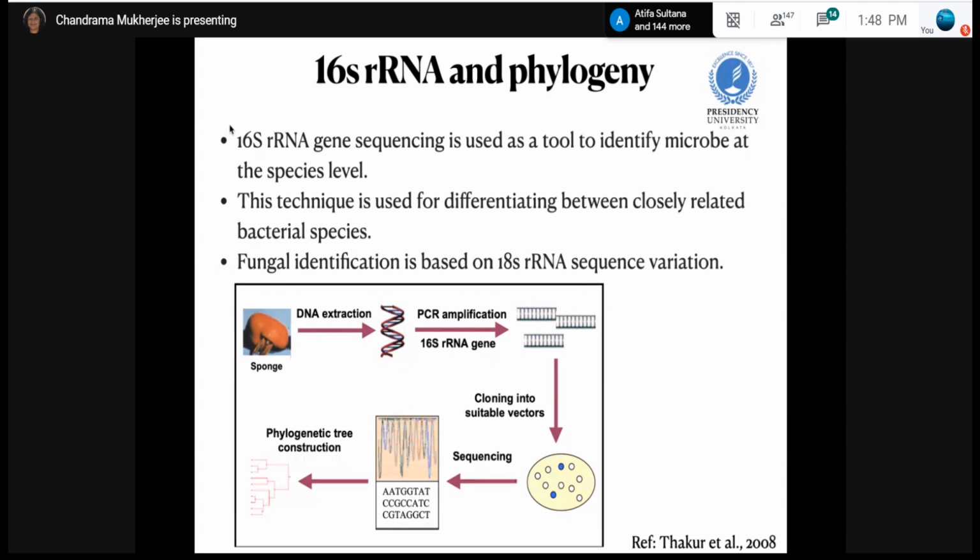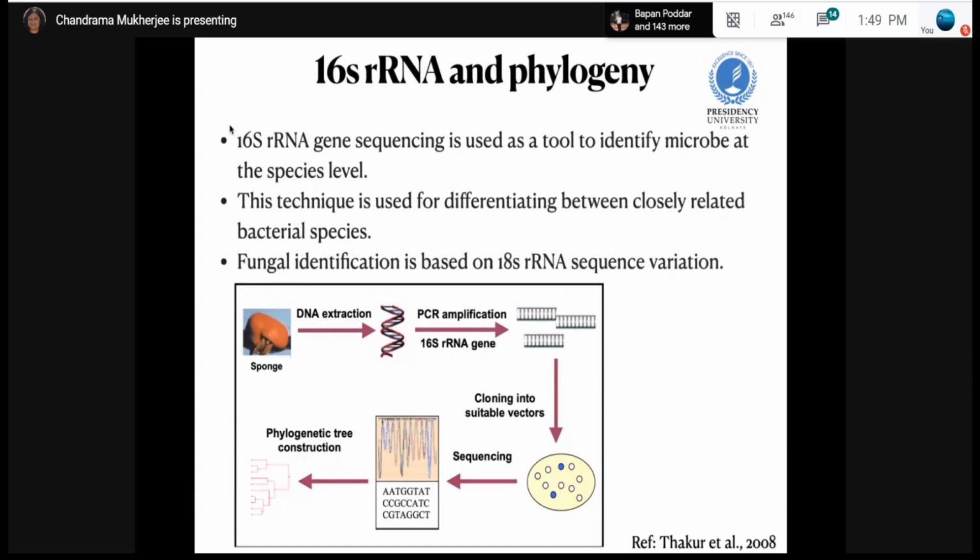For bacterial identification, this 16S rRNA technology has been applied. But for fungal identification, it is based on the 18S rRNA sequence. There, the 18S rRNA and also the internal transcribed sequence, or ITS, are used for determining sequence variation.